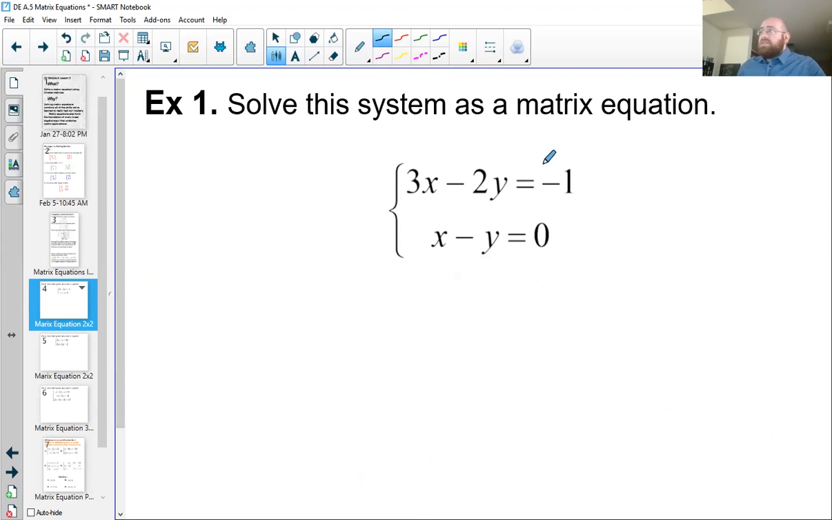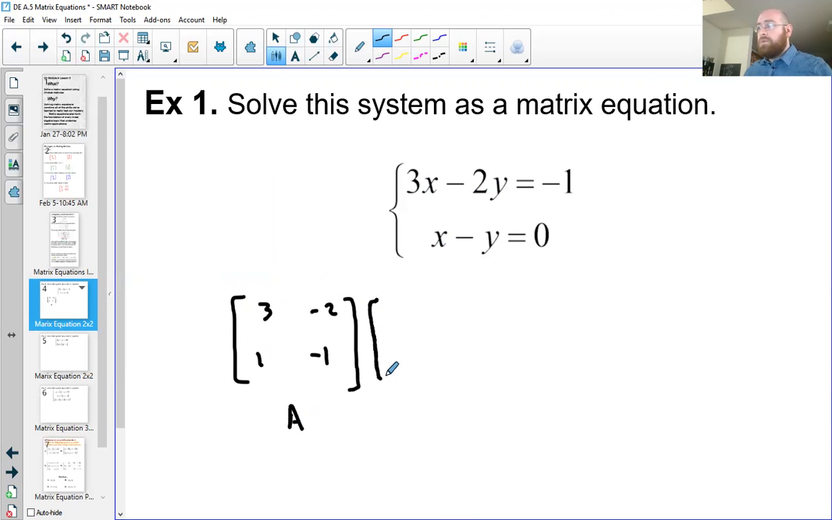So we want to solve this system as a matrix equation. The first step is to actually write it as a matrix equation. So we're going to start with our coefficient matrix. So this is going to be 3, -2, 1, -1. Again, that's just taking the coefficients. So this would be our matrix A.